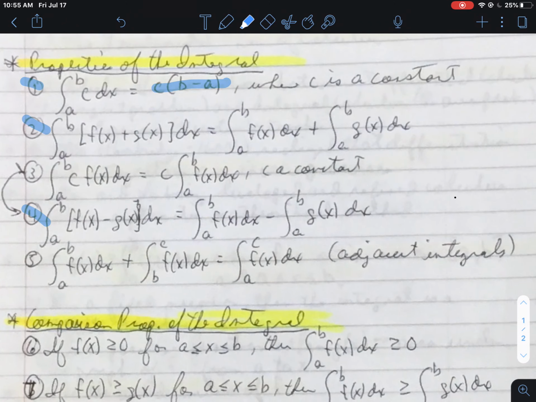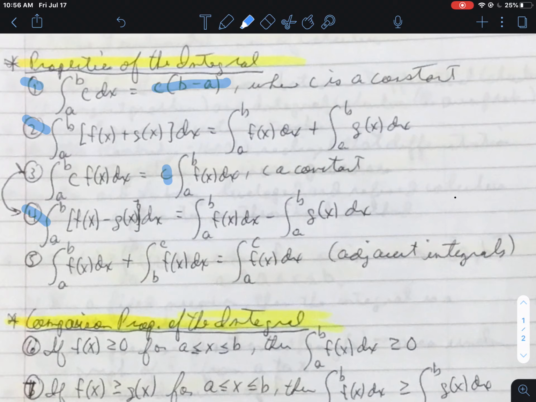Number 3 is the integral of a constant times a function. And just like with differentiation, remember the derivative of a constant times a function is the constant times the derivative. Likewise, for integration, the integral of a constant times a function is equal to the constant times the integral. So, especially more so here than with derivatives, if your integrand is a constant times a function, it's oftentimes more convenient to go ahead and pull the constant out of the integral and then just work with finding the antiderivative of our function.